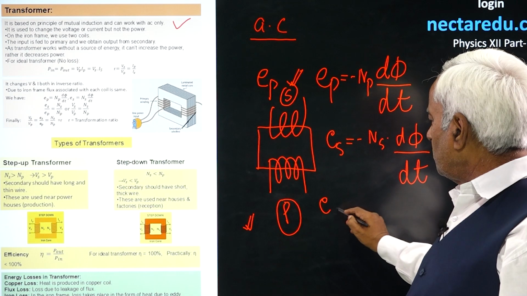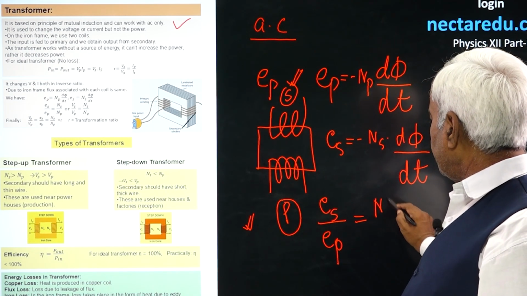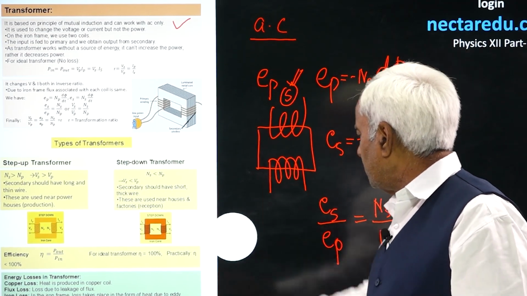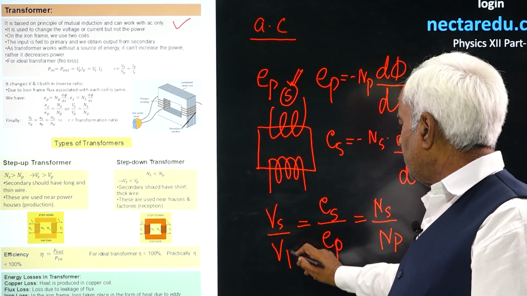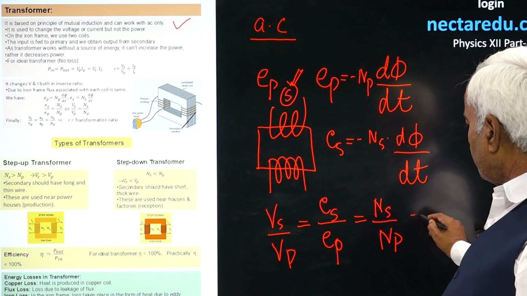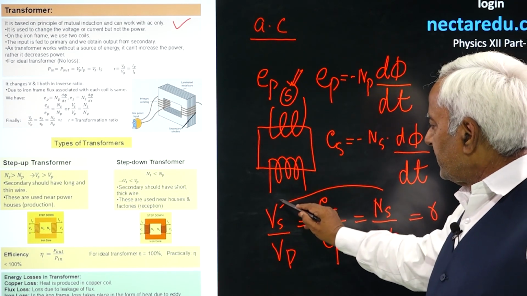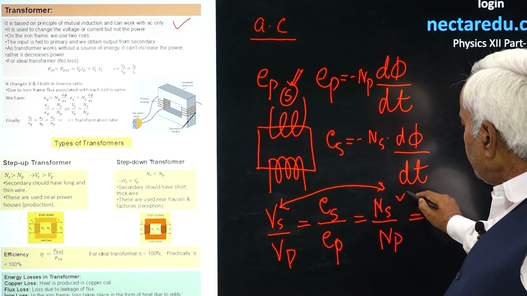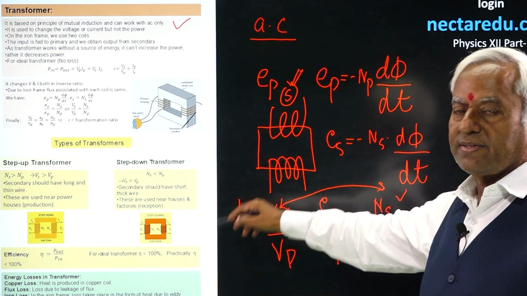If you take the ratio of the two, output and input, it's going to be Ns upon Np. You see, when you are taking the ratio of EMF, obviously it is going to be the ratio of the voltage, and the ratio of the number of turns in both the coils this way is known as transformation ratio. So the interesting aspect of this relation is that if you increase the number of turns in the secondary coil, you can increase the voltage output in the secondary.